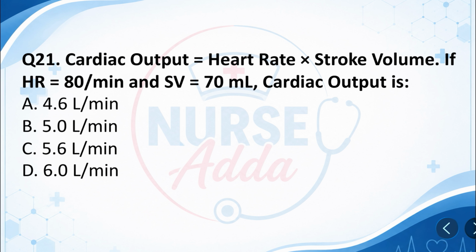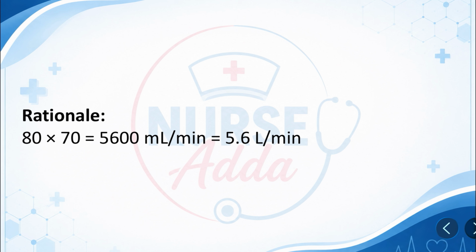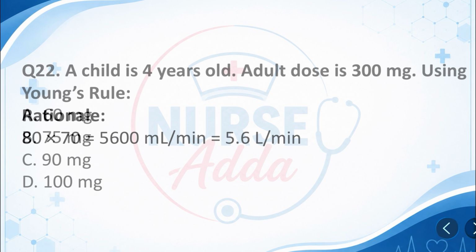Question number 21. Cardiac output is equal to heart rate into stroke volume. If heart rate is 80 per minute and stroke volume is 70 ml, what is the cardiac output? The right answer is option C, 5.6 liter per minute. The equation is 80 into 70 is equal to 5600 ml per minute, and in liter, 5.6 liter per minute.